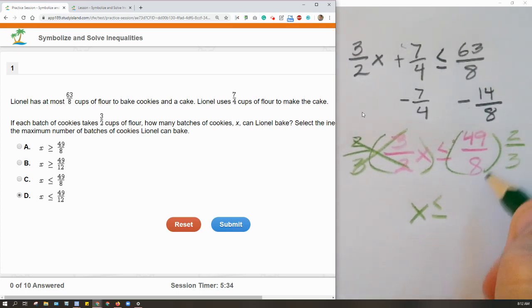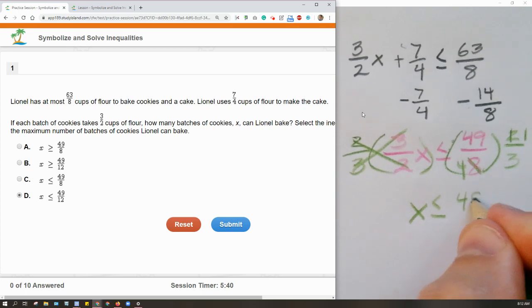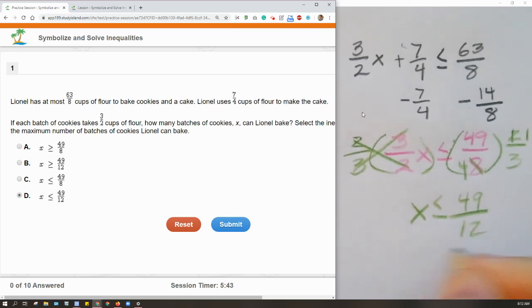2 and 8 both divide by 2, so that becomes a 1 and a 4. And I have 49 times 1, which is 49, and 4 times 3, which is 12. And I have my answer, which is x is less than or equal to 49/12. So that's how you do that problem. But there are other ways to do problems.